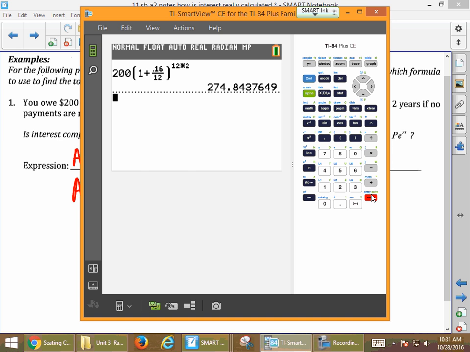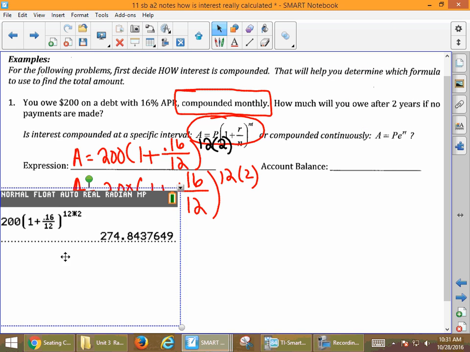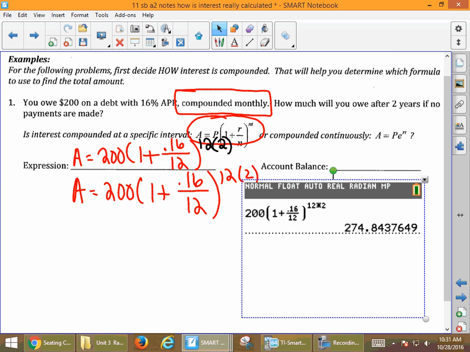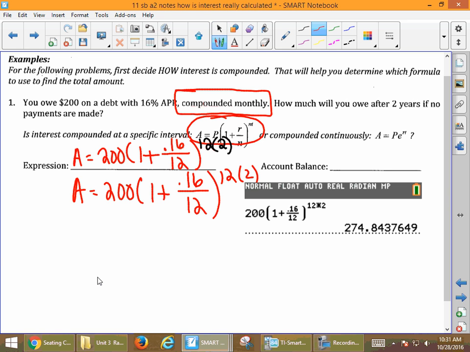So here's our value. Remember, once again, money is rounded to the nearest hundredth. So when we fill this in, we're going to get $274.84. That's our account balance.